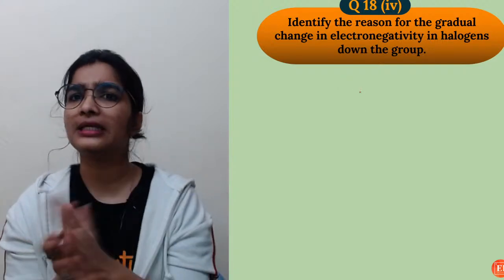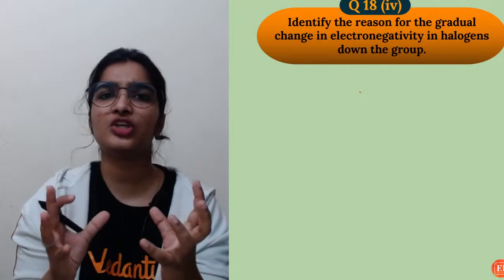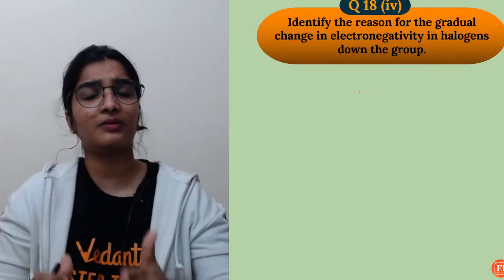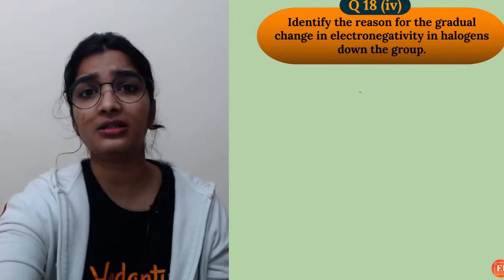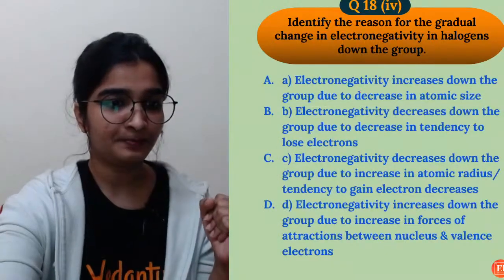Identify the reason for the gradual change in electronegativity in halogens down the group. So why do you think electronegativity will change? Why don't they have the same electronegativity throughout the group? What is the reason? That is what you have to identify.